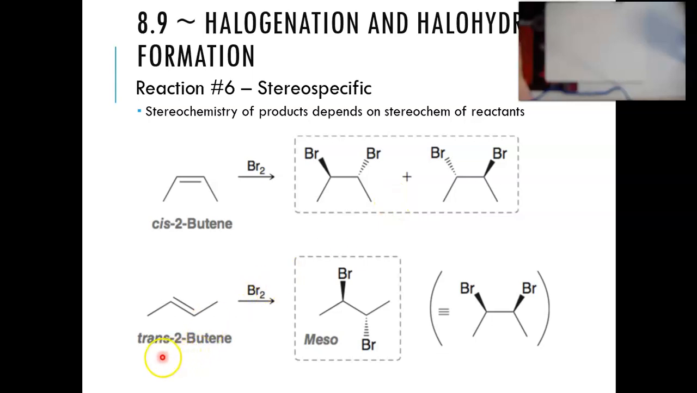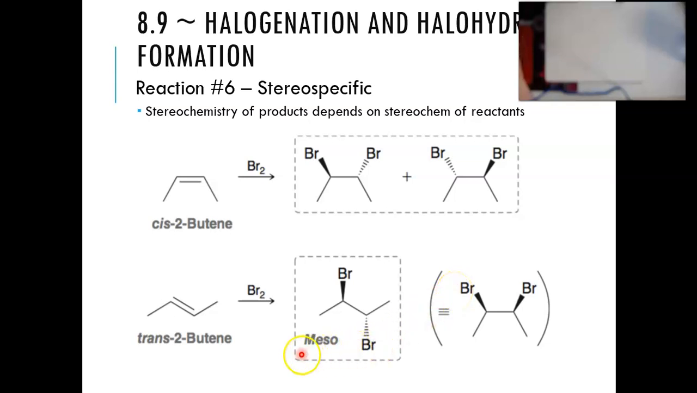But if we have the trans form of the butene and we add the bromine in the addition, if we rotate around this middle bond here just for comparison purposes, we create this structure. So it shows us that starting with the cis or with trans double bond gives a different product.